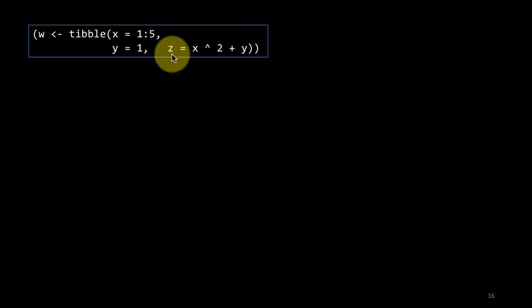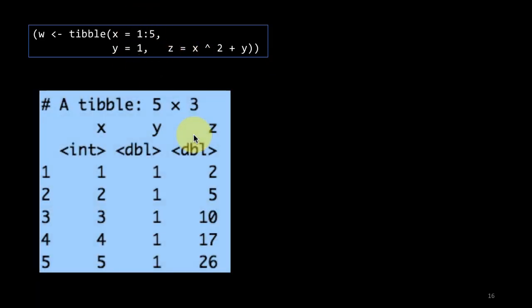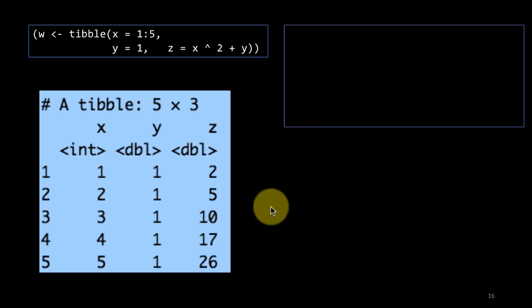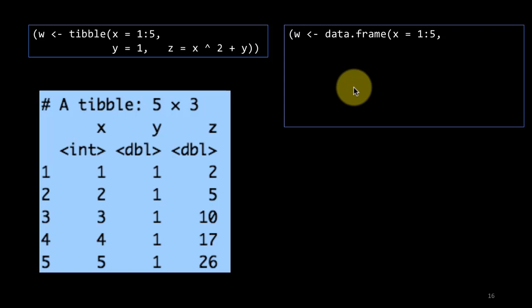I'm creating a third column with values calculated from the prior two columns, x squared plus 2 plus x squared plus y. This is calculated from the prior two columns, and this works with tibbles, okay? Whereas with the function data.frame, this will not work. So I'm doing the exact same thing, except that instead of the function tibble, I'm saying data.frame.